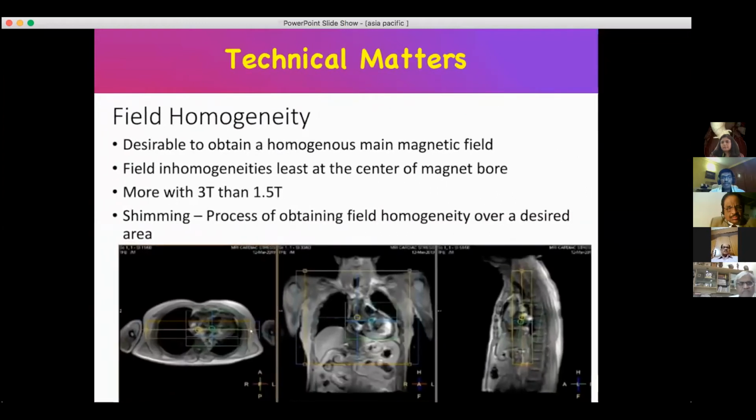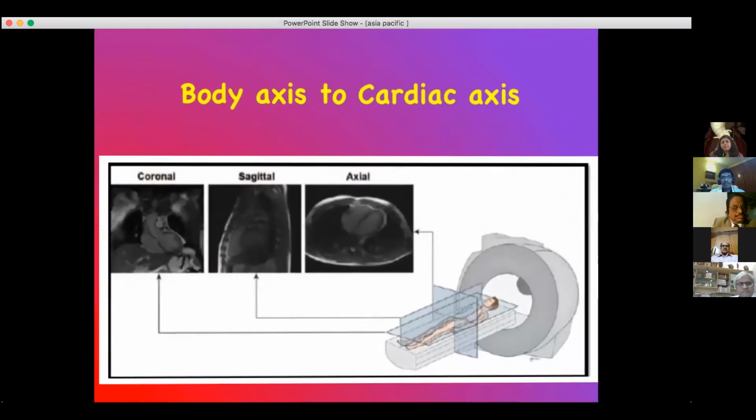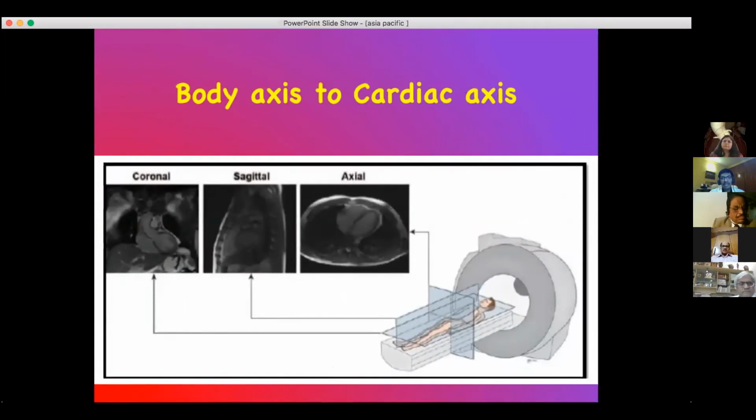The field homogeneity is very important. So when we put the patient in the magnet, we want to get the heart right in the center so that the homogeneity is preserved. We move from the body axis to the cardiac axis, which is a little different. So the coronal, sagittal, axial then gets modified.